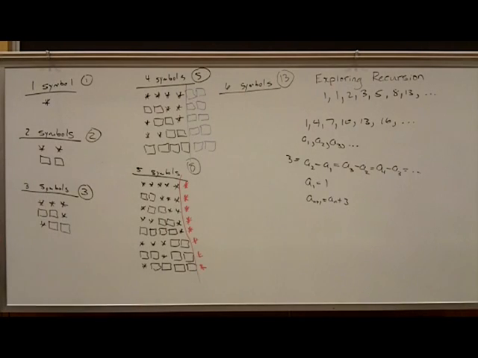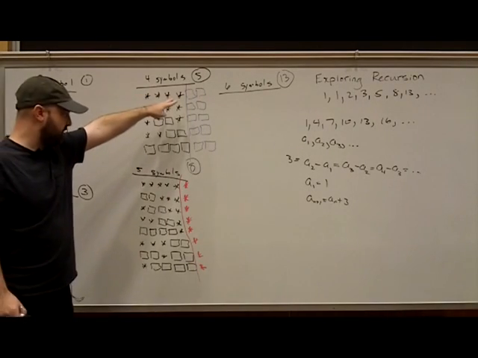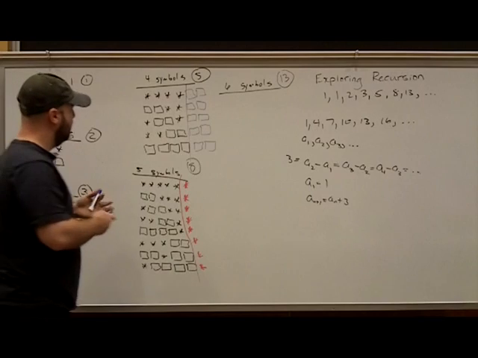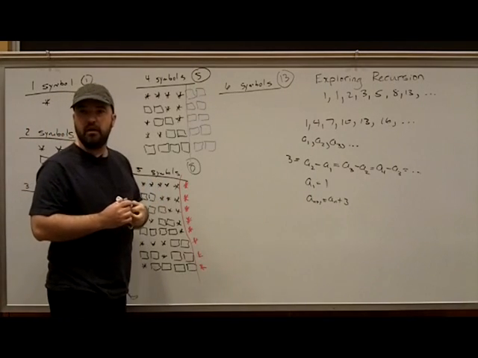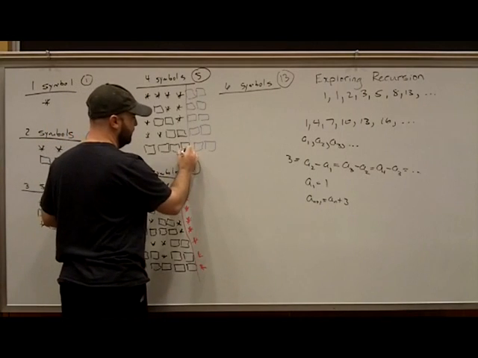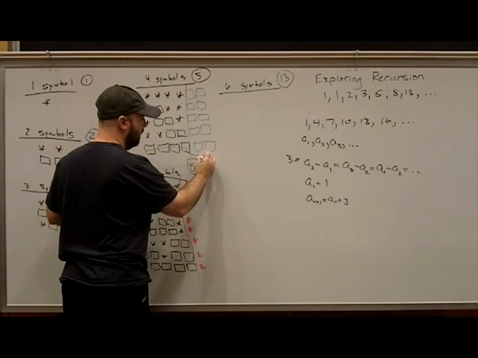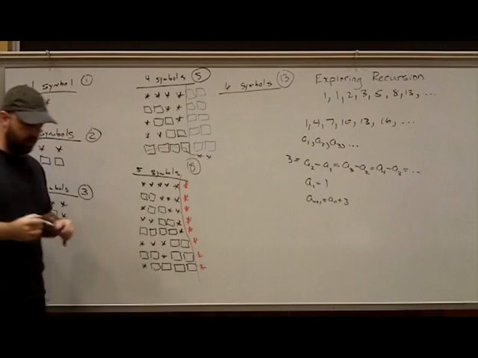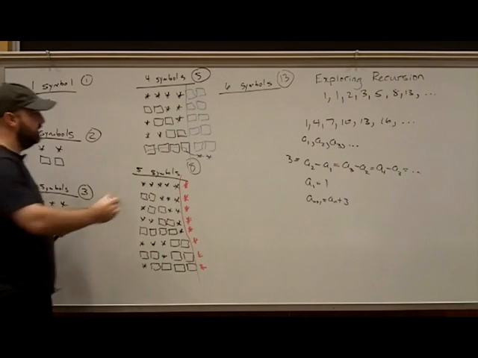Yes? Is there an easy way to show that if we add 2 stars to 4 symbols, we are getting something that's already covered? Can you repeat his question? Yes, the question is, is there an easy way to see that if we add 2 stars to a sequence of length 4, we're not getting a new sequence that we haven't covered? And the answer is yes.